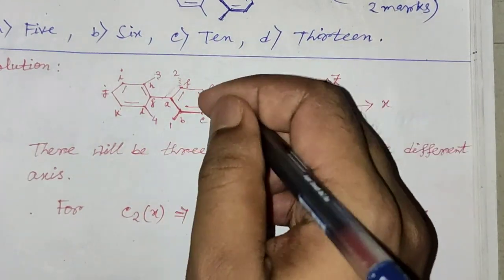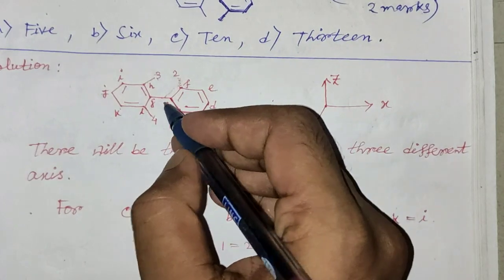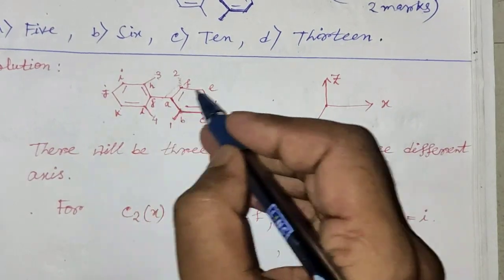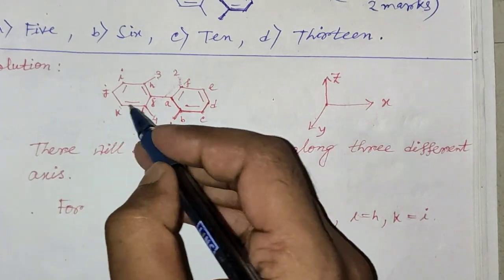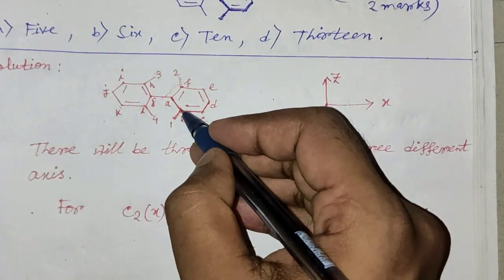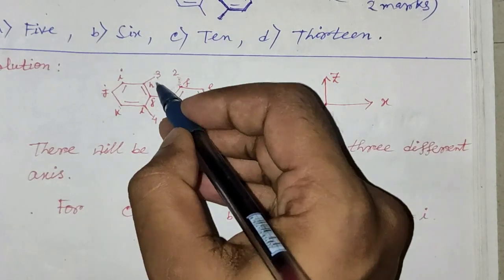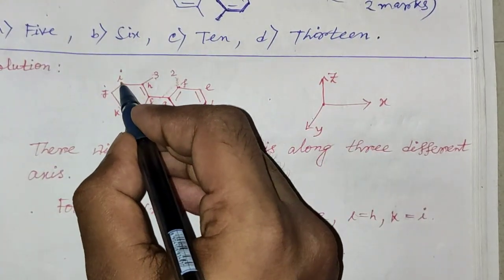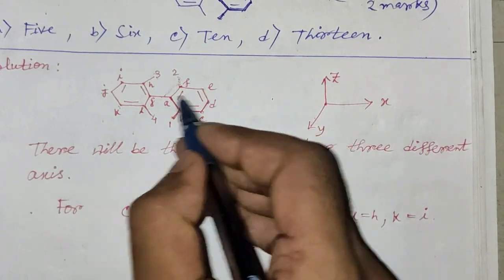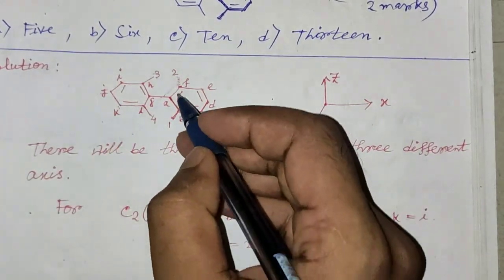since if you rotate the molecule, this carbon will go to this carbon, this will go to this one, and they are equivalent. Similarly, this will go to this carbon, they are equivalent, this carbon will go to this carbon, and this will go to this carbon, so they are equivalent.